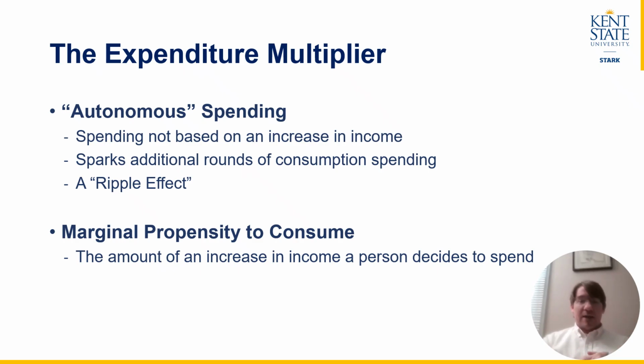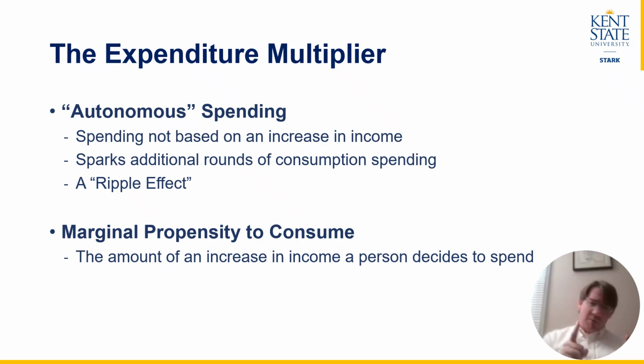Now, the amount of ripple effects we get depends on what we call the marginal propensity to consume, or the MPC. The marginal propensity to consume is just a number that we give. It's the amount of an increase in income you get that you decide then to spend, right? So your marginal propensity to consume might be 60%, which means for every extra dollar you earn, you're going to go out and spend 60% of that, or 60 cents. You'll save the other 40 cents of that.